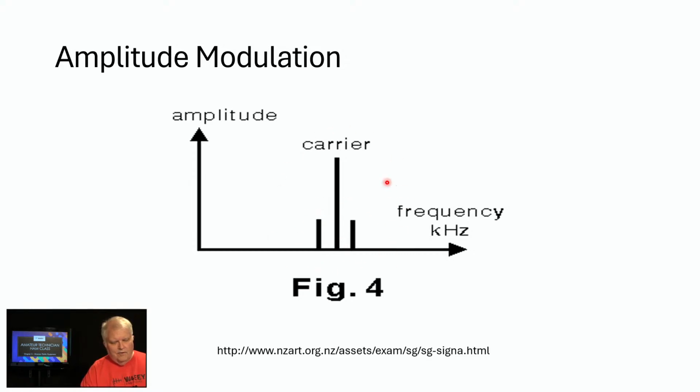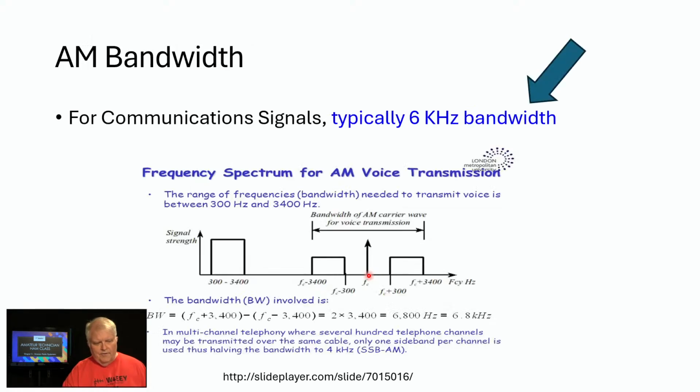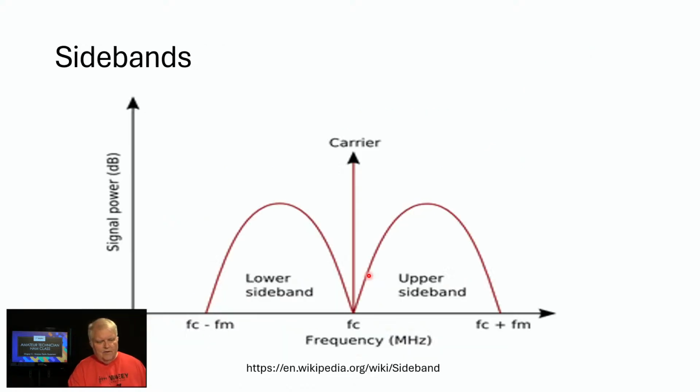So the total signal is the composite of those three things. And for communications voice signals, not broadcast, but for a voice signal for communications purposes, we say that the bandwidth is typically about 6 kilohertz. So an AM signal modulated on the ham bands would be about 6 kilohertz wide with a central carrier and a lower side band and an upper side band.